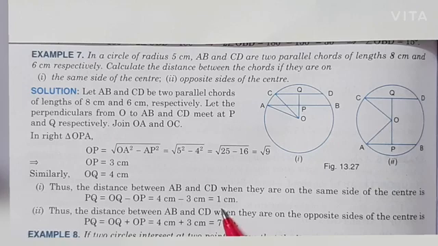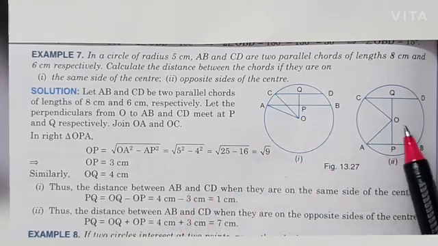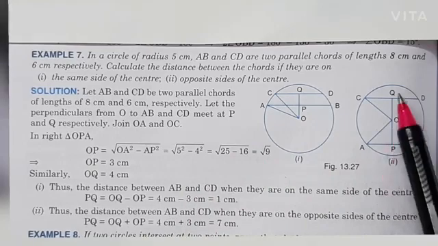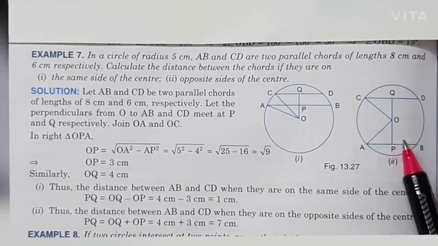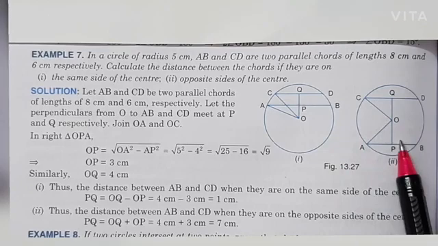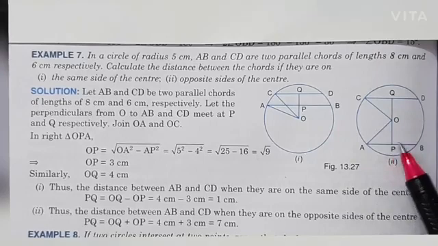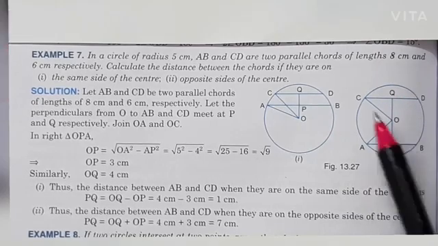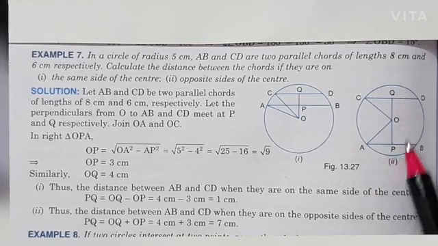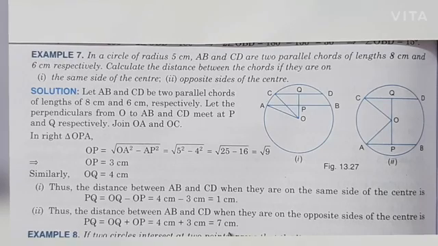Clear? Now let us discuss the second figure. Here also we will use the same values, that is OP and OQ, where OP is 3 centimeter and OQ is 4 centimeter. Now children, in the second diagram, instead of subtracting, we are going to add the two. Clear? Because this is the only distance between AB and CD. So the perpendicular distance is 4 plus 3, that is 7 centimeter. I hope you all have understood.